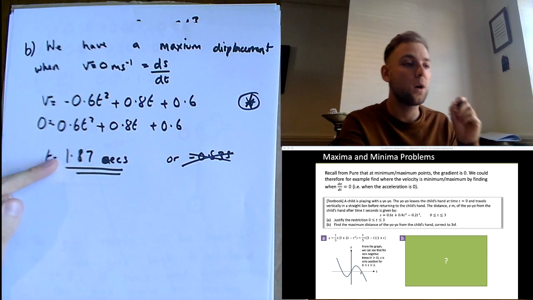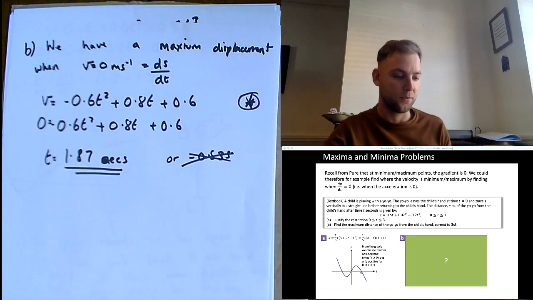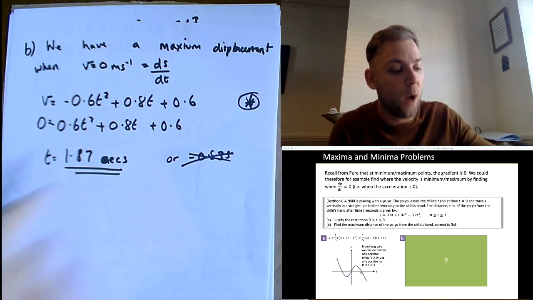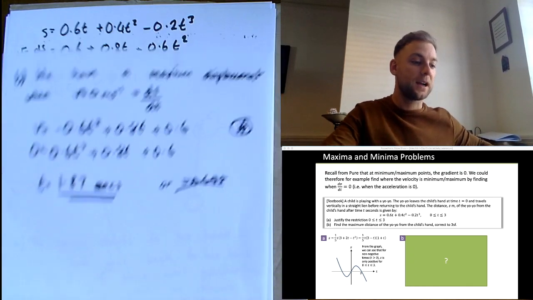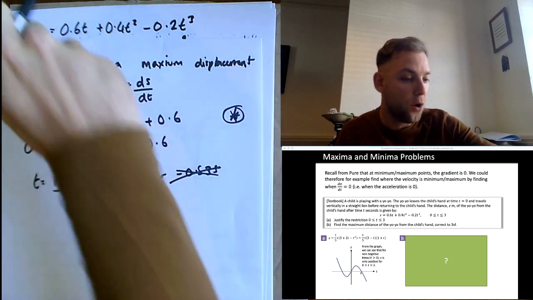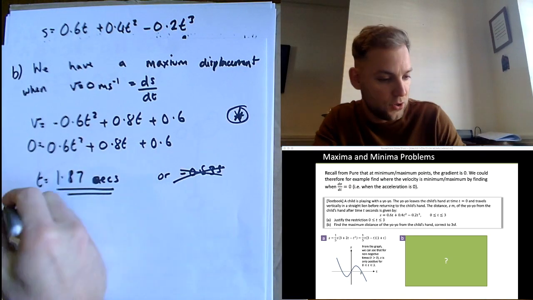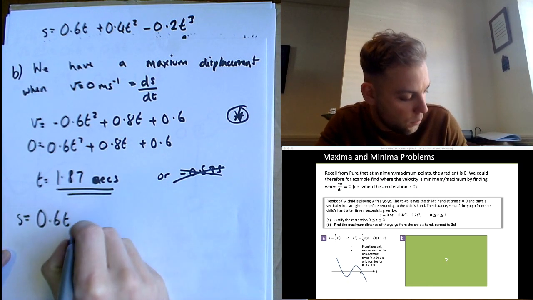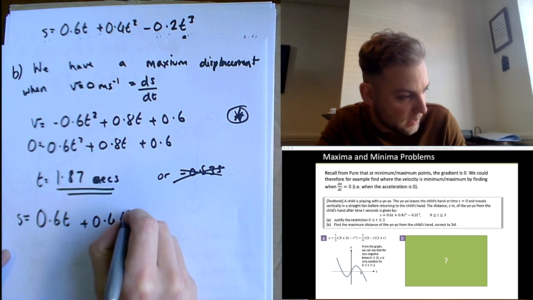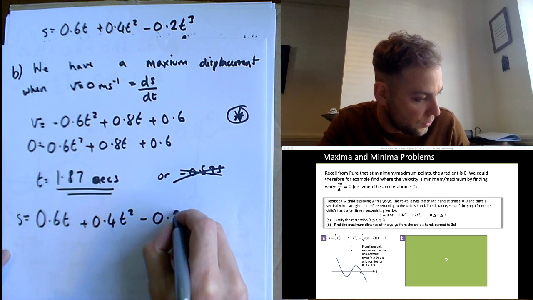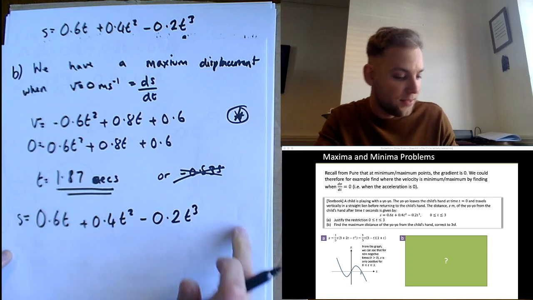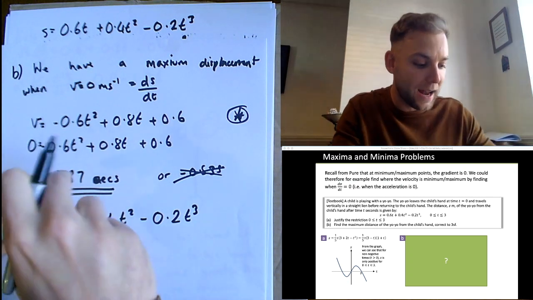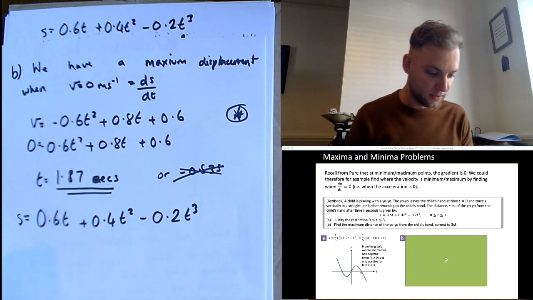The question's asking for what's the maximum distance of the yo-yo away from the hand. So if we know this is the time, but we want the maximum distance, we want the distance when this time occurs. So I go back to my original equations. I know that I want the displacement here. So S is equal to 0.6t plus 0.4t squared minus 0.2t cubed. This is the formula for the displacement in terms of time, and I want the displacement when I've got this time. So I'm going to be subbing in these values here.